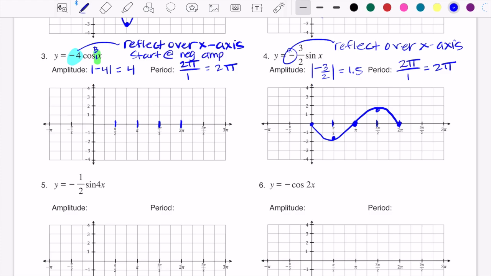So again, I'm just going to put cosine on here just so you guys can see. So cosine normally does this, okay? That's what it looks like on this graph. And you can see it's starting at the positive amplitude, but for this one, because it's negative, we're going to go here. Then we go back to the midline. Then we go up, back to the midline, back down. And again, curve.